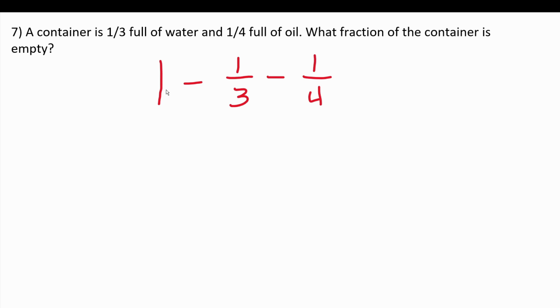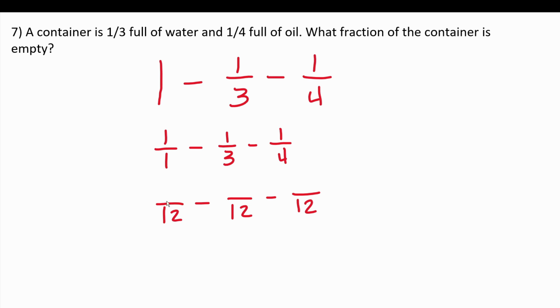Again, we're going to have to rewrite this whole number as a fraction by placing it over 1. So this becomes 1 over 1 minus 1/3 minus 1/4. And again, we want to rewrite these fractions such that they all have the same denominator so we can perform this subtraction here. It's pretty easy to do in this case. 1, 3, and 4 have a common multiple of 12. So that's what we're going to use in our denominator.